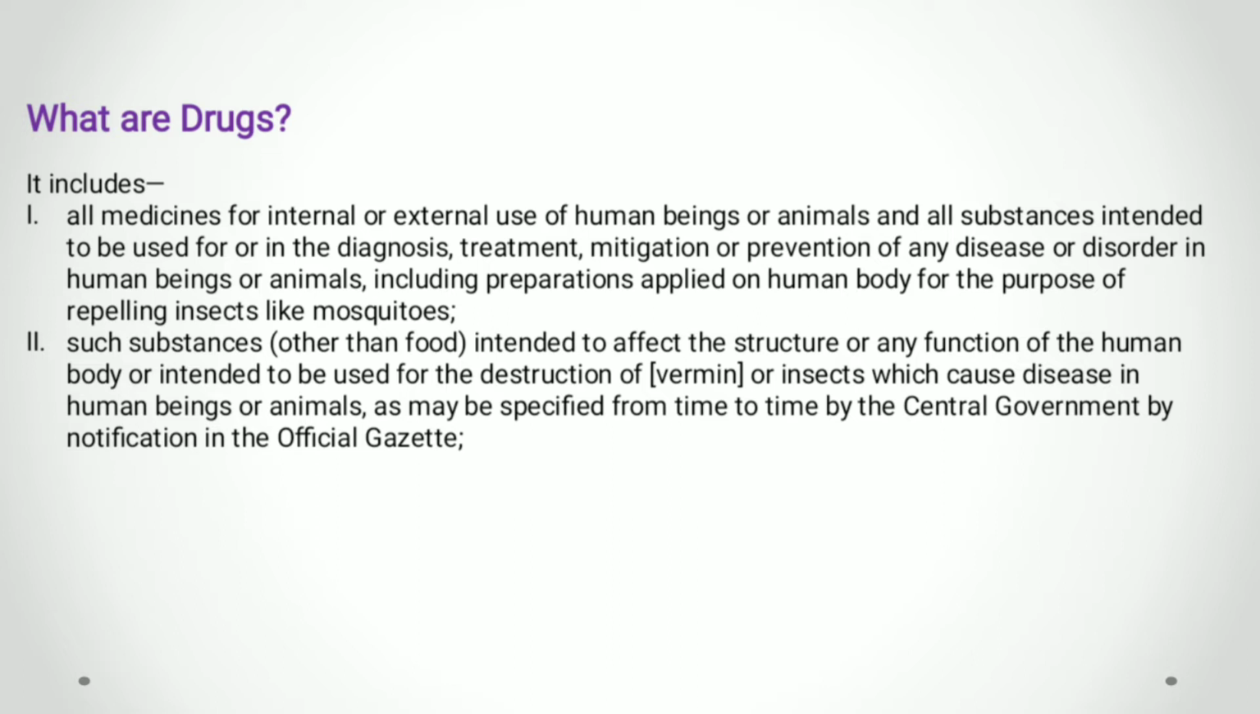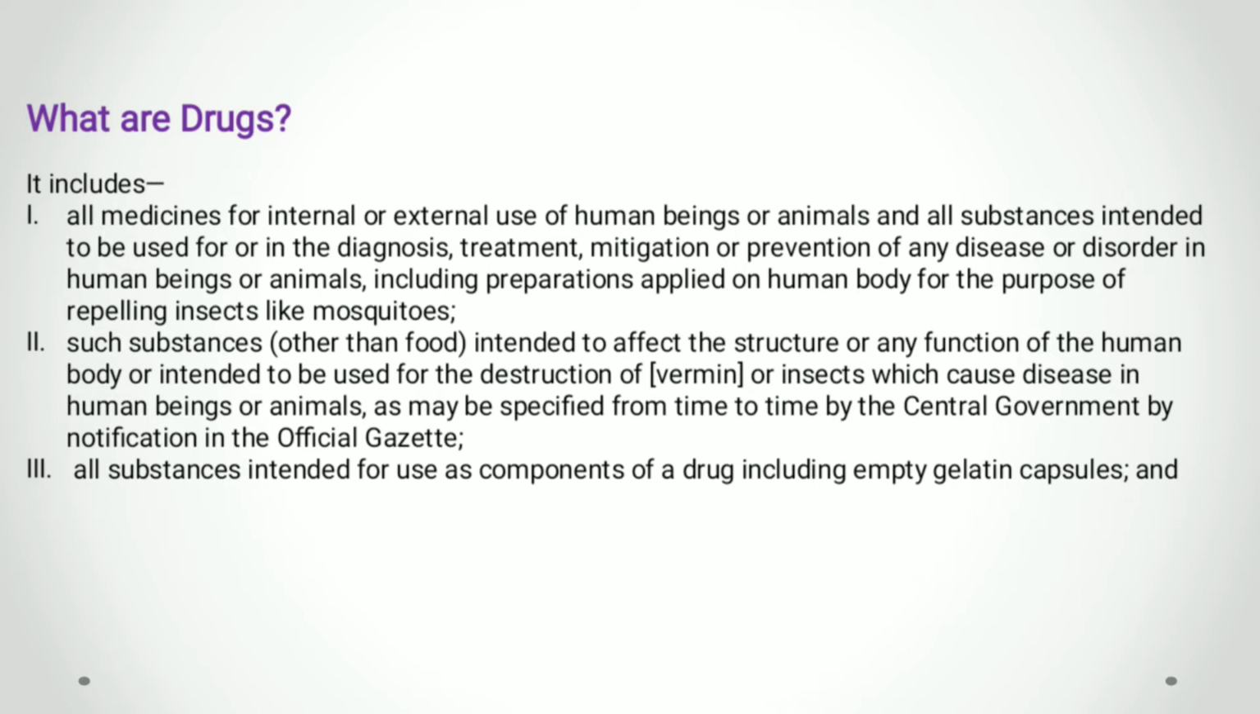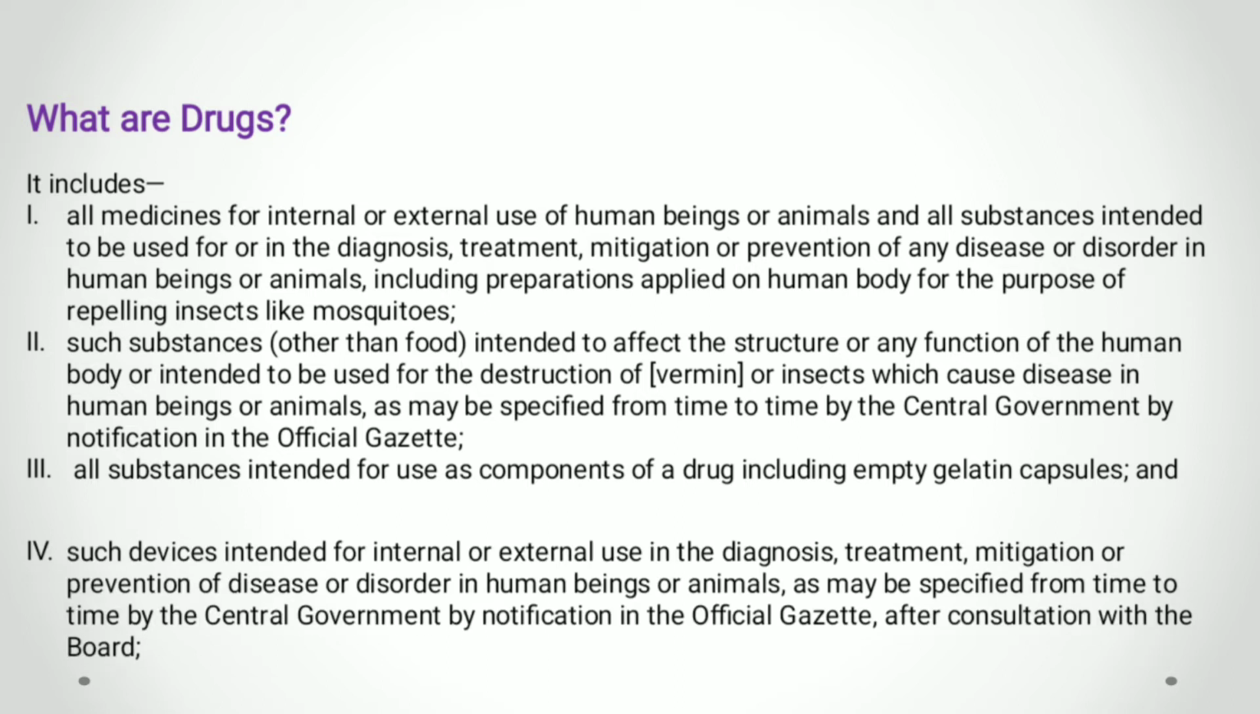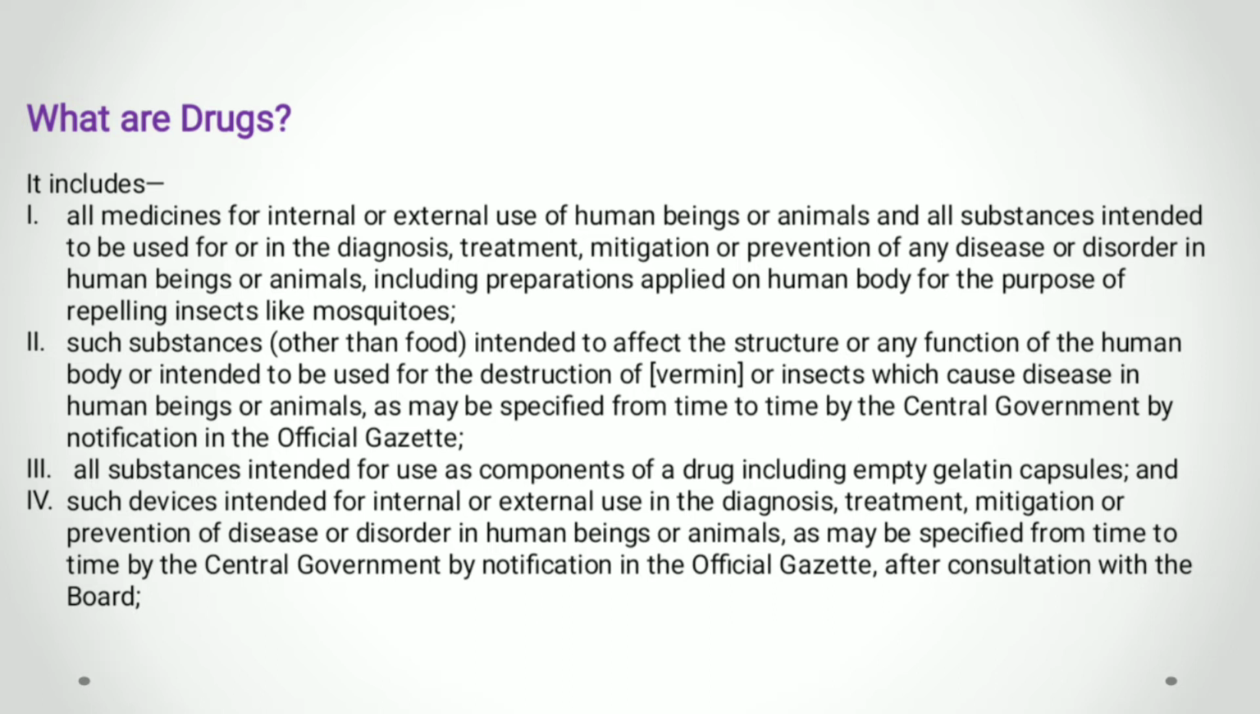Then the definition also includes any substance other than food intended to affect the structure or any function of human body or intended to be used for the destruction of vermin or insects which cause disease in human being or animal, as may be specified from time to time by the central government by notification in official gazette. Then all substances intended for use as component of a drug, including empty gelatin capsule and such device intended for internal or external use in diagnosis, treatment, mitigation or prevention of disease or disorder in human being or animal, as may be specified from time to time by central government by notification in official gazette after consultation with the board.